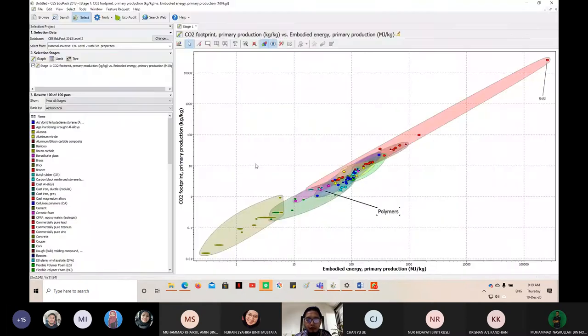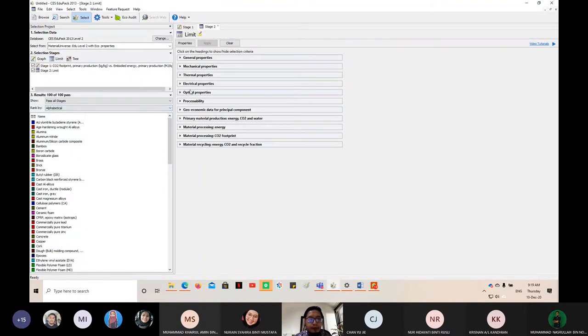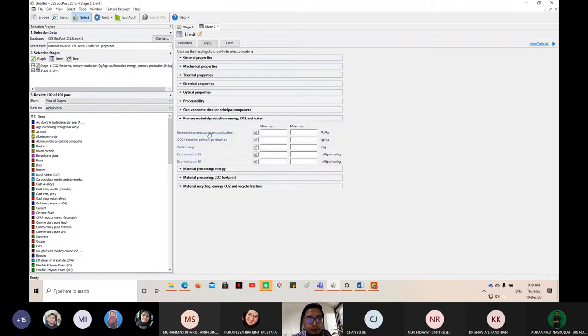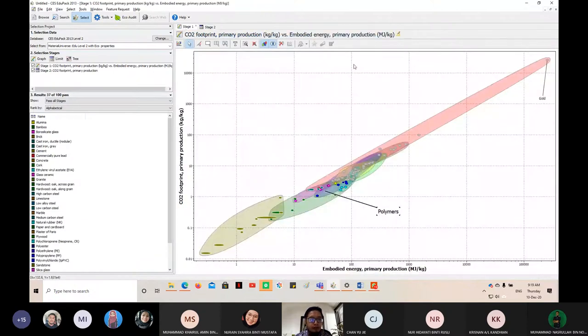So we set a limit here. We want the embodied energy. No, sorry, CO2. CO2 maximum equals 3 kilograms per kilogram. So we apply, and then from 100 we got 37 materials. And we want to know only the polymers.